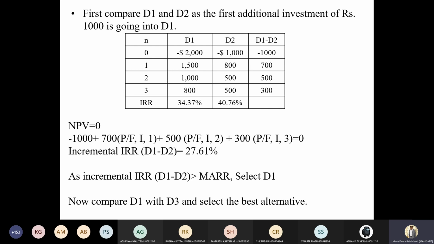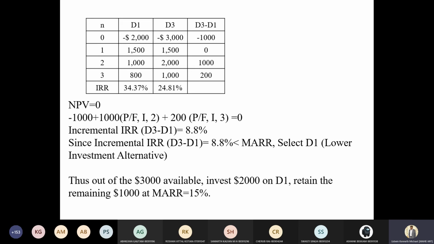Yes. Now when you're comparing, yeah, you're right, Yatin. So comparing D1 and D3, you have to subtract D3 minus D1. So you got a new set of cash flows over here. So again, equating the equation to zero, minus 1000 plus 1000 P/F i, 2 plus 200 P/F i, 3 is equal to 0.